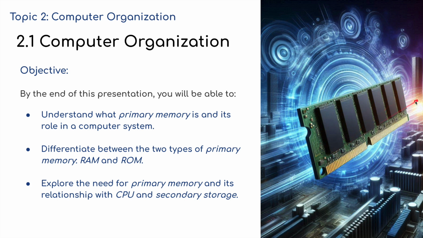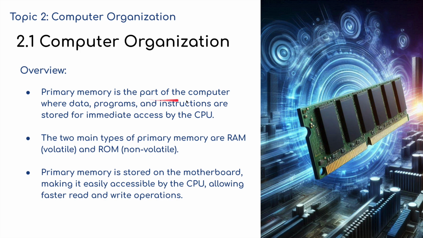You may be familiar with this as an example of RAM. So primary memory is part of the computer where data, programs, and instructions are stored for immediate access by the CPU. There are two main types of primary memory. These are RAM, which is volatile, which we'll come to, and ROM, which is non-volatile. Primary memory is stored on the motherboard, making it easily accessible by the CPU, allowing faster read and write operations.